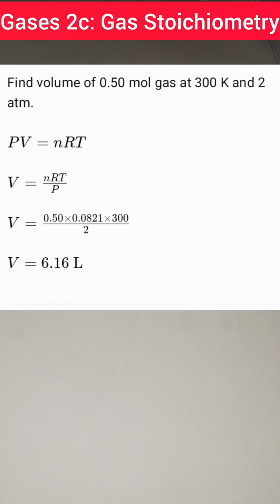So there we go. We use the ideal gas law, which is PV equals nRT. Then we just make V the subject of the formula. Then we calculate V by just substituting. We know that the number of moles is 0.5 and R is 0.0821, which is a constant, and temperature is equal to 300 K over 2, which is the pressure, and the answer is going to be 6.16 liters.